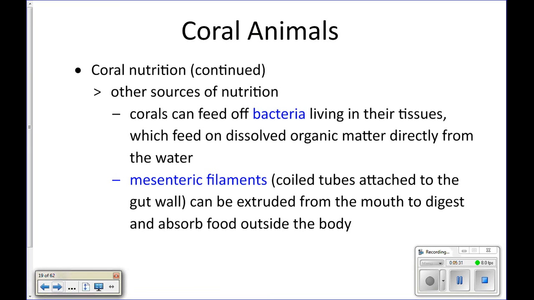Okay, they can also get nutrition from bacteria. So they actually have bacteria that live in them, kind of more of a commensal relationship. The bacteria get a place to live and nutrients. And the coral doesn't really care that they're there unless the coral gets desperate for food. And then the coral can absorb and eat some of those bacteria.